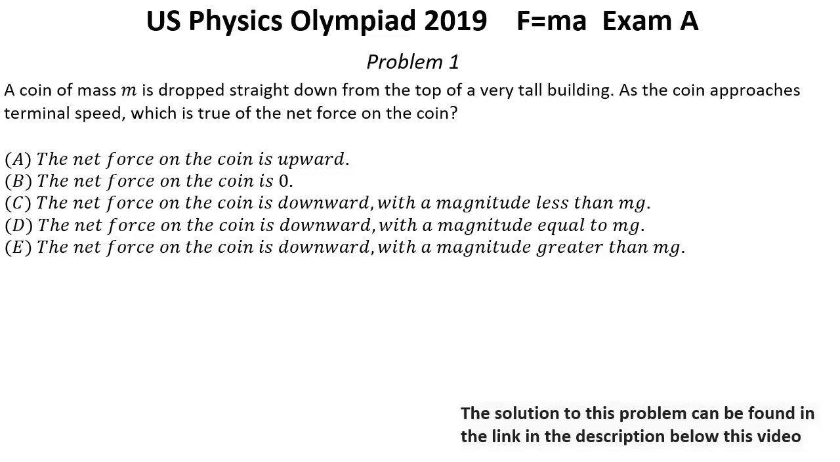US Physics Olympiad, year 2019, F equal MA. First round, Exam A. This year, in competition, students can choose either first day Exam A or another day Exam B. For each exam, they had 25 problems, and for 25 problems, they had 75 minutes.